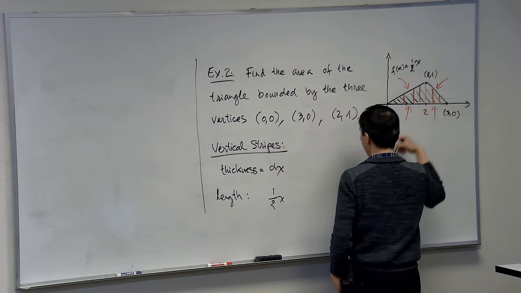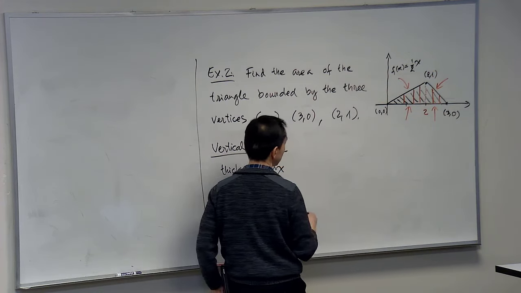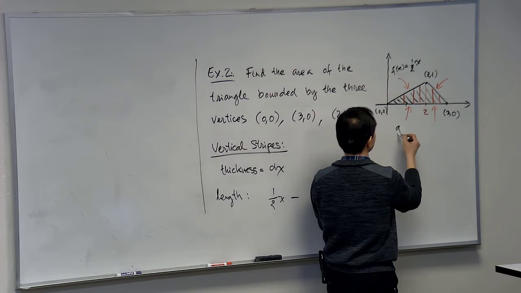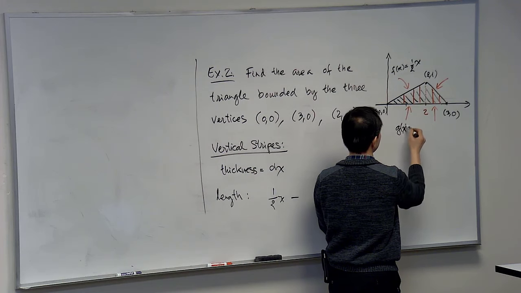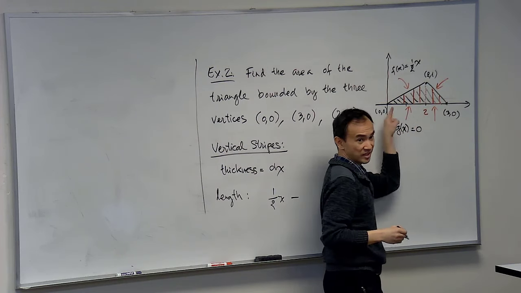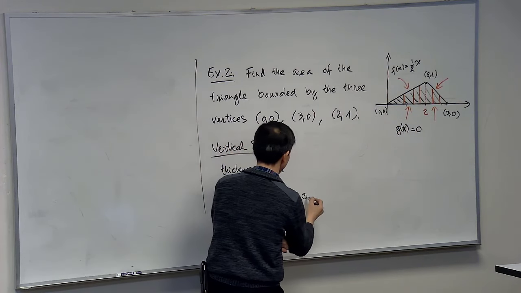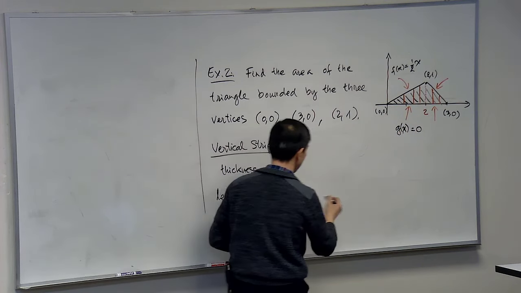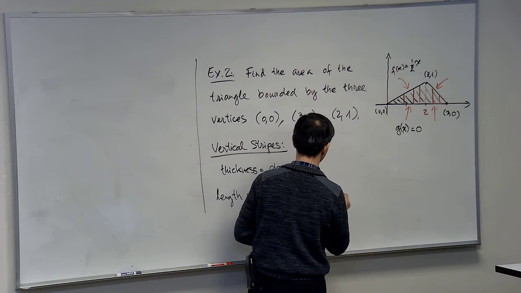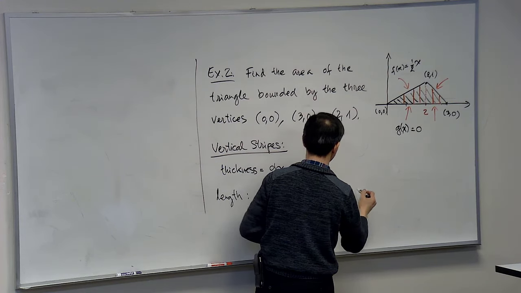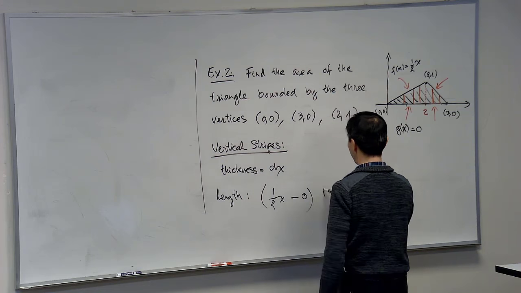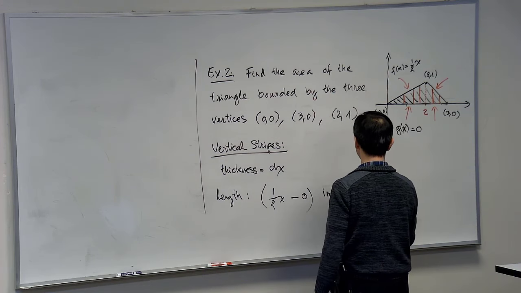And then the lower curve is the line of some g of x, right? Equals 0, the x axis. Okay, you guys agree? We've got one half x minus 0. But sadly, this length is only anywhere from 0 to 2.